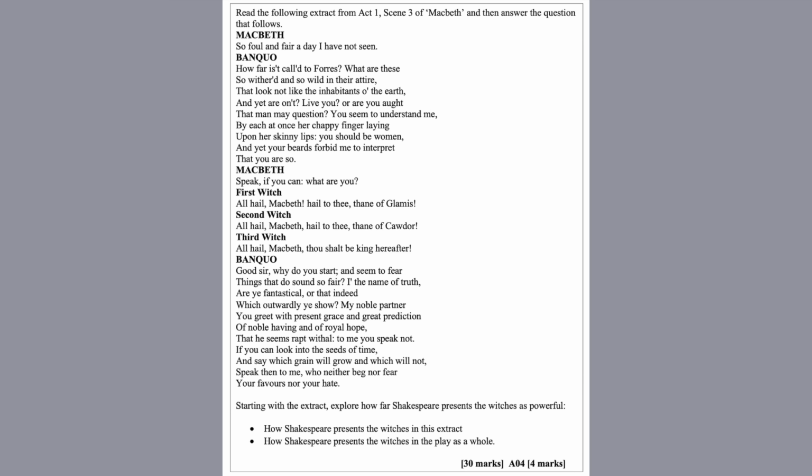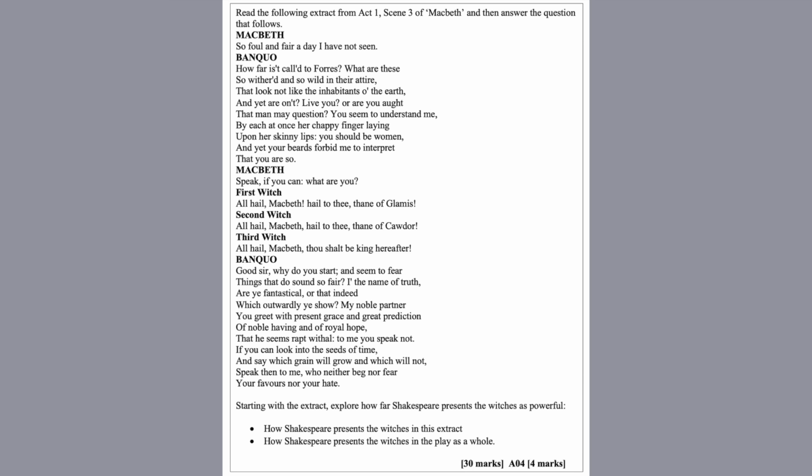So let's think about the question in terms of the whole text. However, this comes with a warning. You must write about the extract and the wider text. So even though you're thinking about the whole text, don't forget to include the extract in your answer. So in other words, how far does Shakespeare present the witches as powerful in the entire play? Now in some ways, a question on the witches is limited because they only appear a handful of times, so with these more minor characters we can actually think about every single appearance they make.